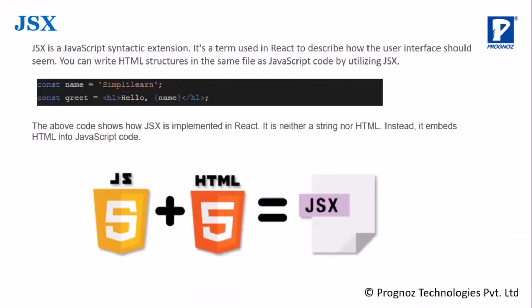So first of all, JSX. JSX is a JavaScript syntactic extension, we can say, and it is used by React to describe how the user interface should look. We can write the HTML structure in the same file whenever we are using JavaScript code. मतलब JavaScript code के साथ हम लोग HTML का structure भी use कर सकते हैं. So that is nothing but JSX.